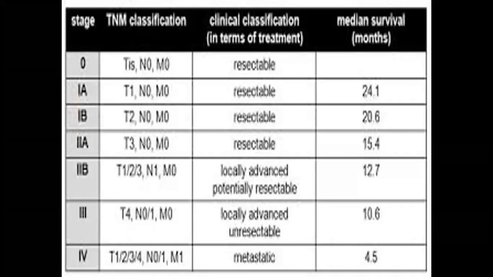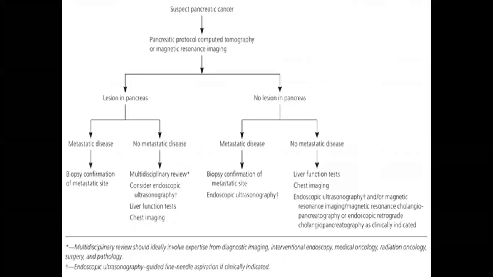2B is locally advanced, potentially resectable, but the patient won't survive more than 12 months. Rather than less than that, I won't go for surgery. They say it's locally advanced and resectable, with a 10-month survival rate. For T1, T2, T3, T4, people do go for surgery, but not here.